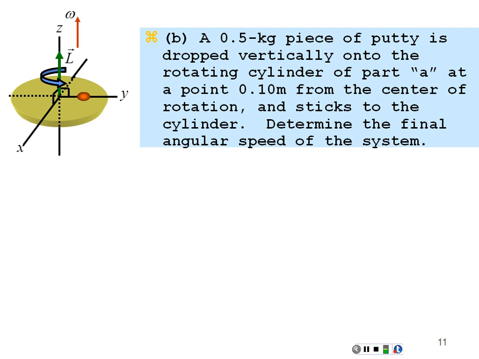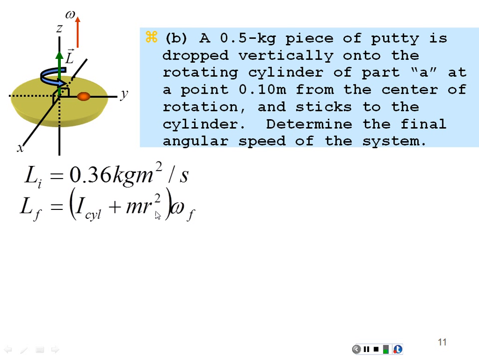So with that extra putty falling down on this disk, we're going to increase its moment of inertia because it's going to have this extra mr squared term due to the putty. That's going to increase the moment of inertia. If angular momentum is conserved, the angular speed should reduce inversely proportional. So our initial angular momentum is 0.36 kilogram meters squared per second, but our new angular momentum is going to be our new moment of inertia, the moment of inertia of the cylinder plus the moment of inertia of the putty, mr squared.